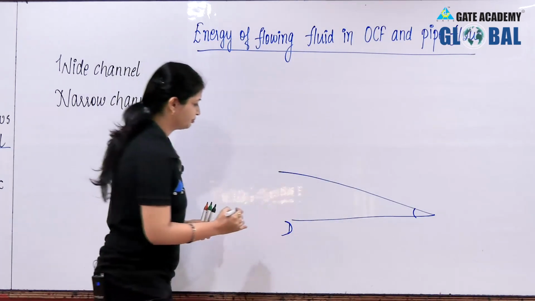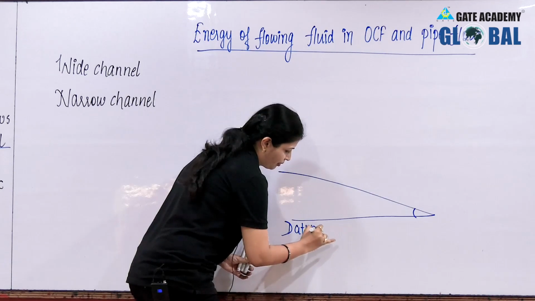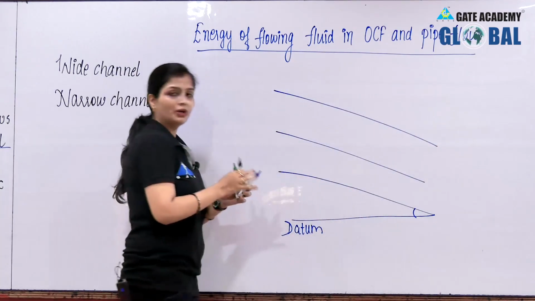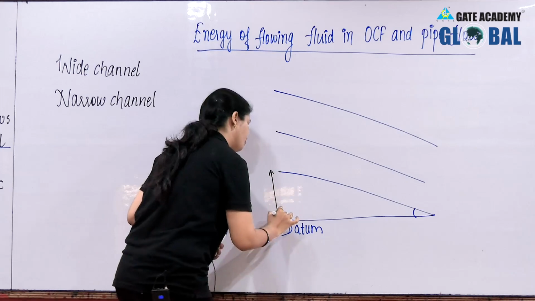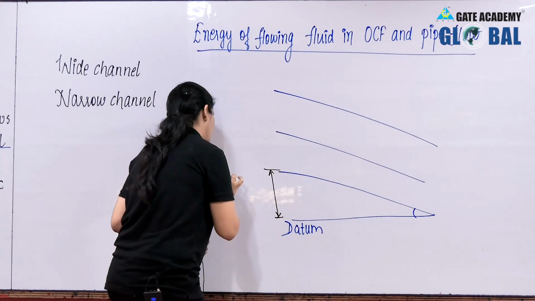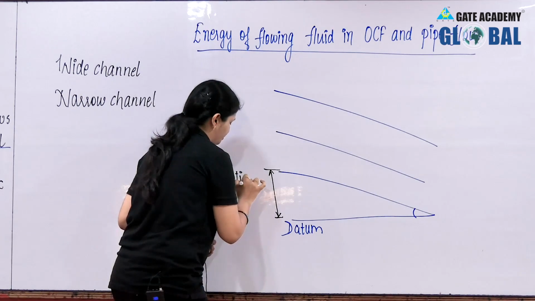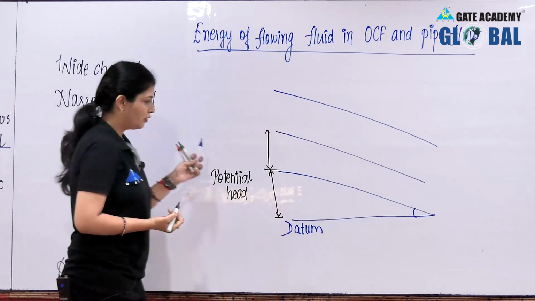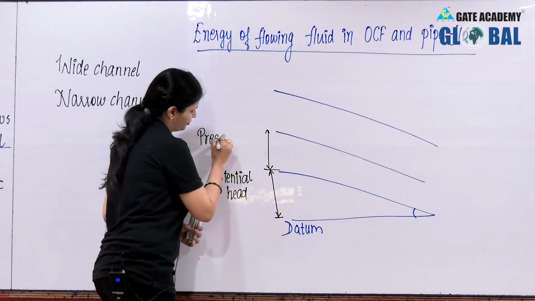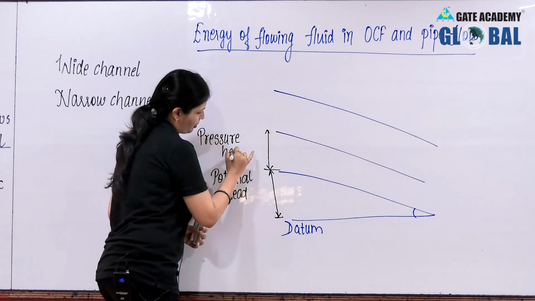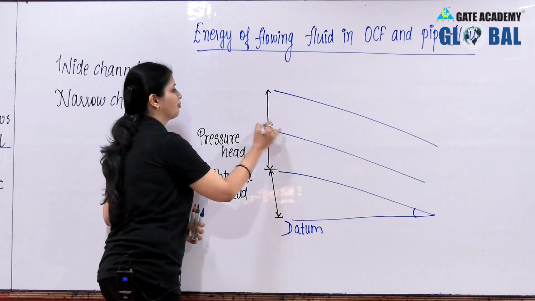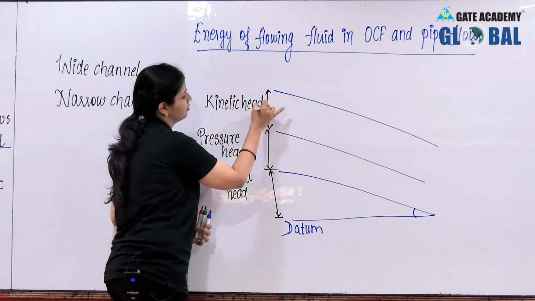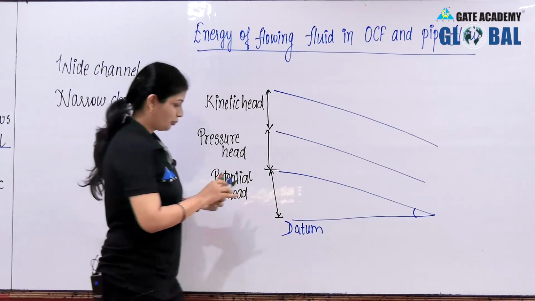This is your base. This is your datum. And flow is occurring. So what is happening is, this portion is your potential head. This one is your pressure head. And this portion is your kinetic head. Fine.